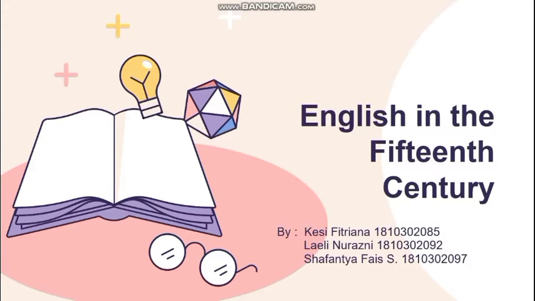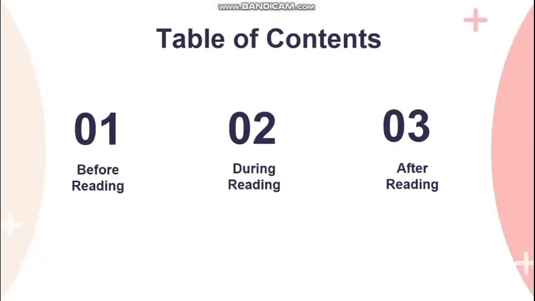We are from Academic Reading Class 4. The members consist of my name, Kesi Fitriana, and my friends, Laeli Nurazni and Shafantya Fais Sundara. In the 11th meeting, we have a task in analyzing the strategies of reading based on the text that we chose before. We chose the text entitled English in the 15th century.